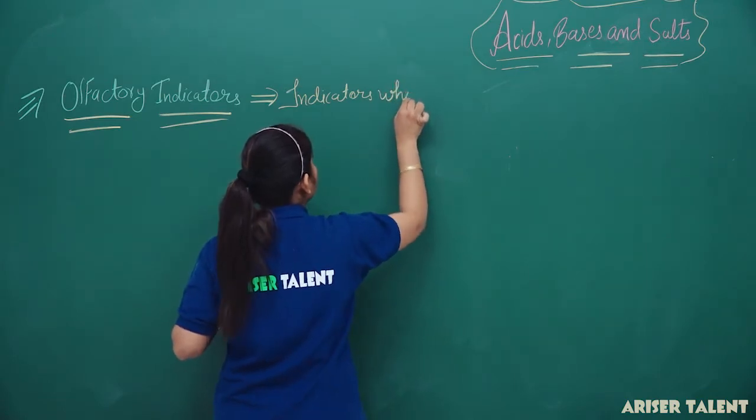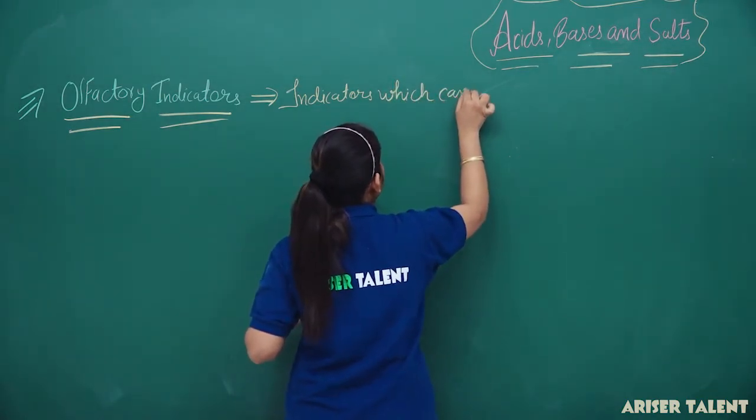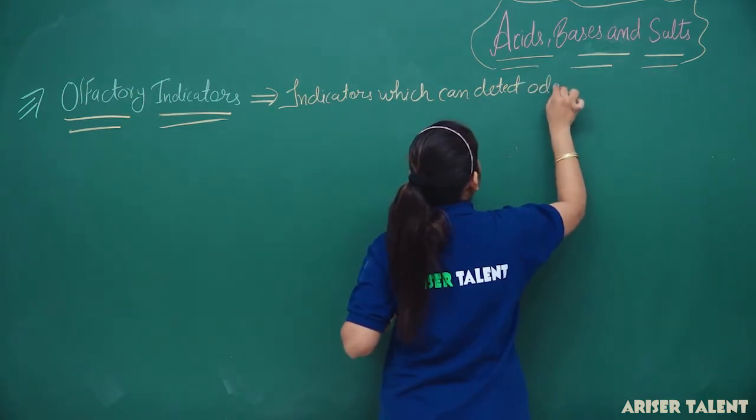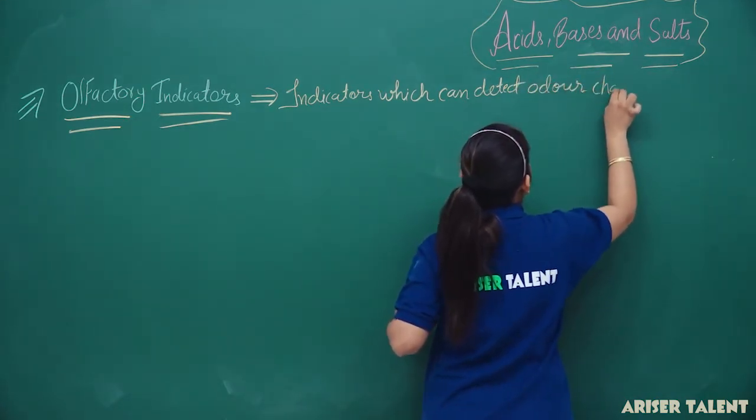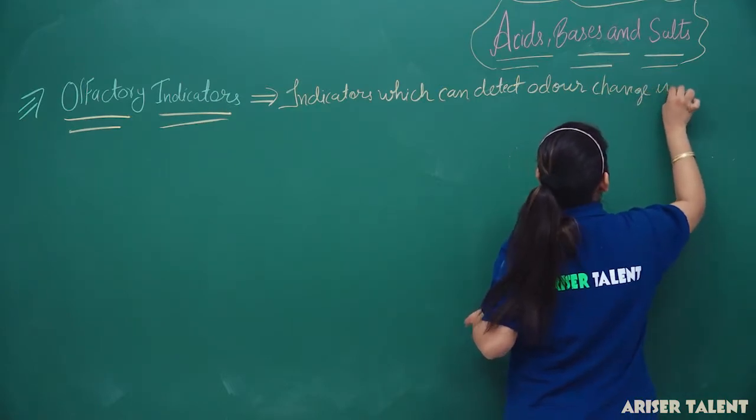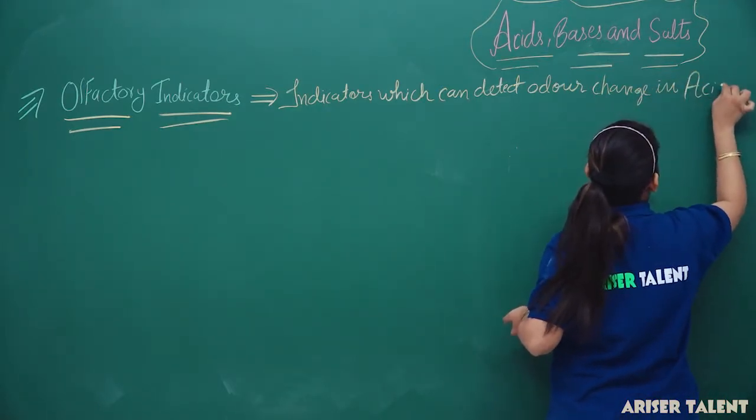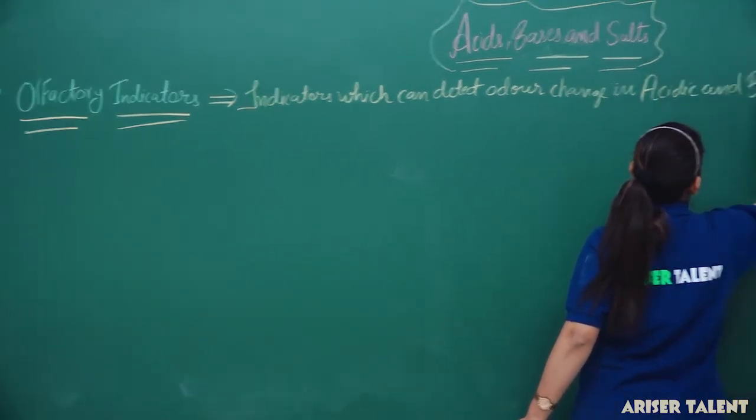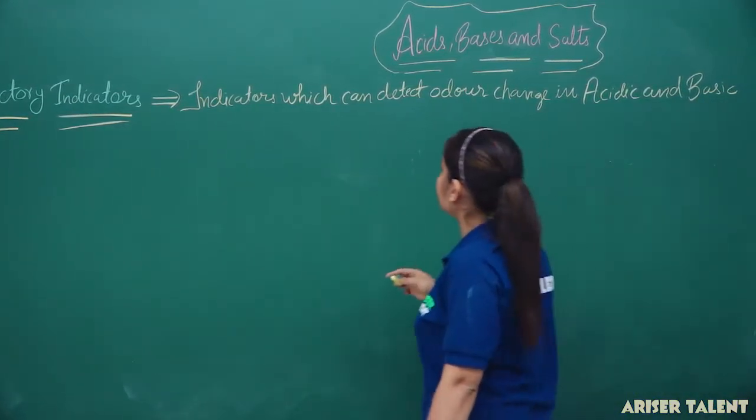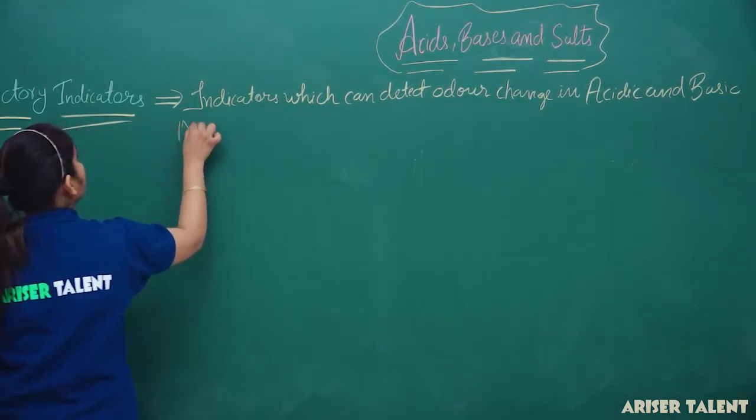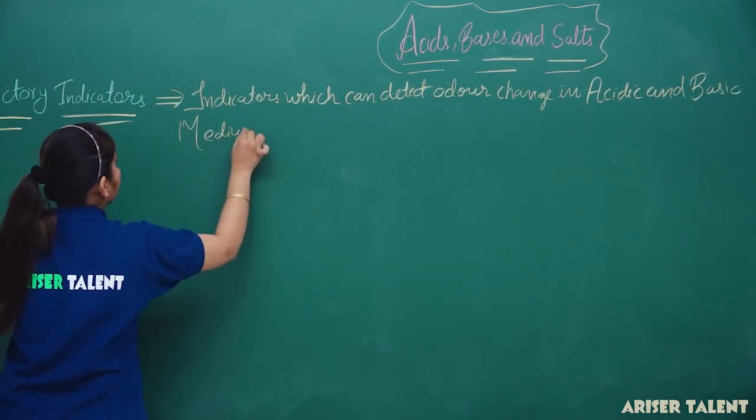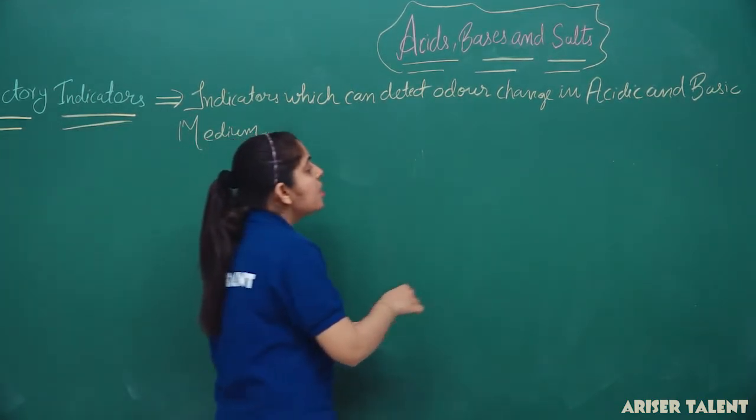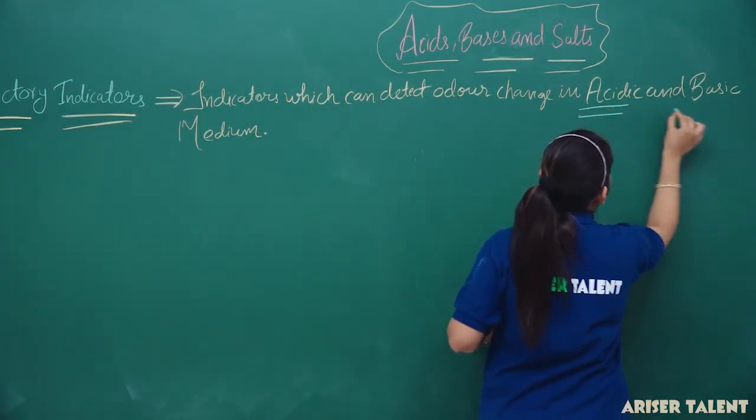Indicators which can detect odor change in acidic and basic medium. So the odor change can be detected by the indicators termed as olfactory indicators.